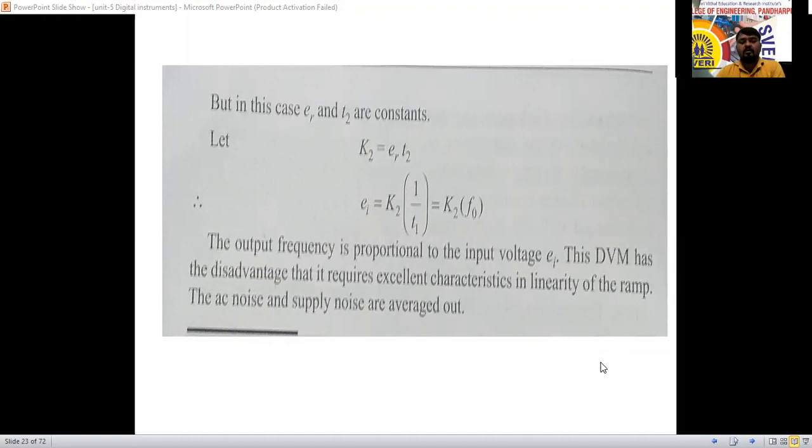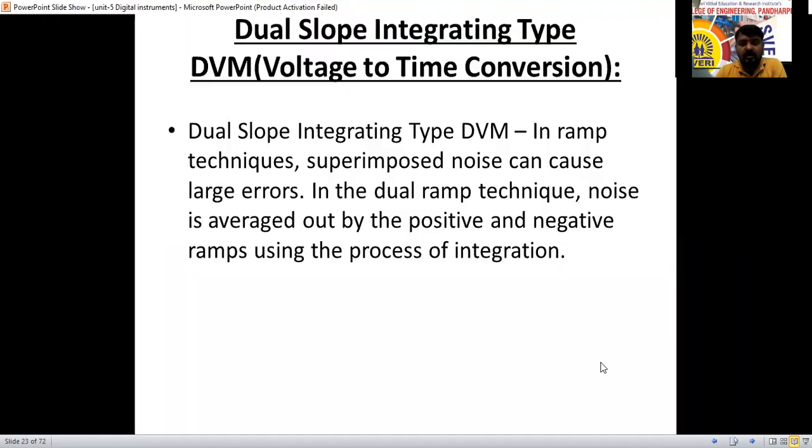So the next topic we will go to is the dual slope integrating type digital voltmeter. This one is a voltage to time conversion. We can call it voltage to time conversion or frequency conversion, almost the same, because frequency and time are reciprocal to each other. 1 by T is the frequency, and 1 by F is the time. So that is the reciprocal here.